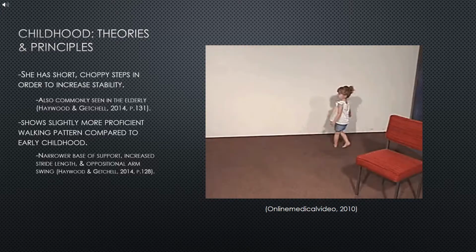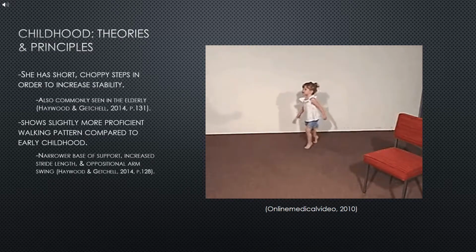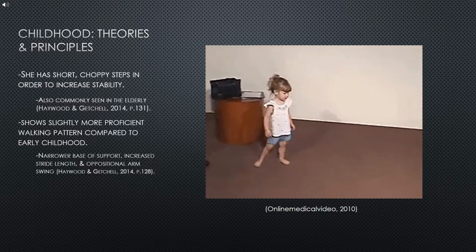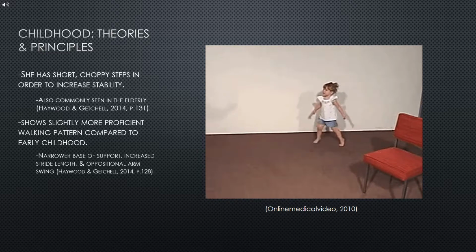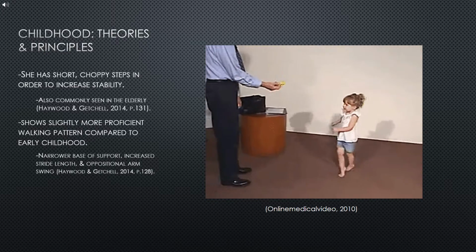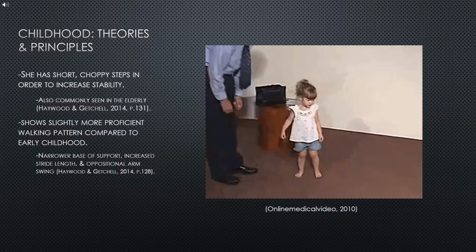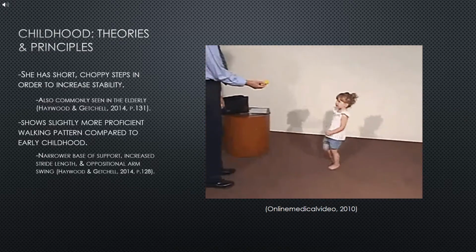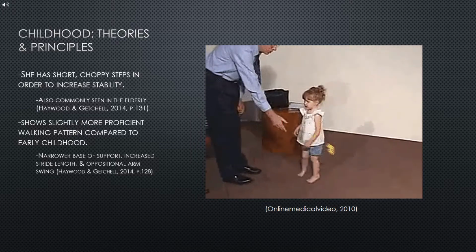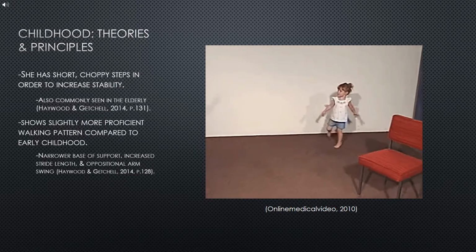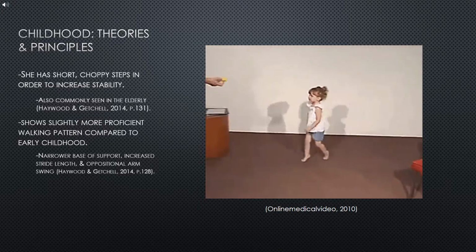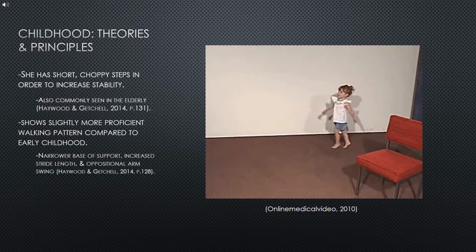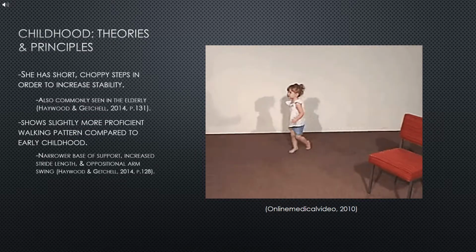And she also shows a slightly more proficient walking pattern compared to the last child that we watched that was in early childhood. Her base of support is narrowed a little bit, which shows that she does have more stability than the little boy that we just watched. And her stride length is longer, and she also has incorporated oppositional arm swing, which are signs of proficient walking. It still needs to mature, obviously. However, compared to the last one, it definitely has grown and been shown to become better.